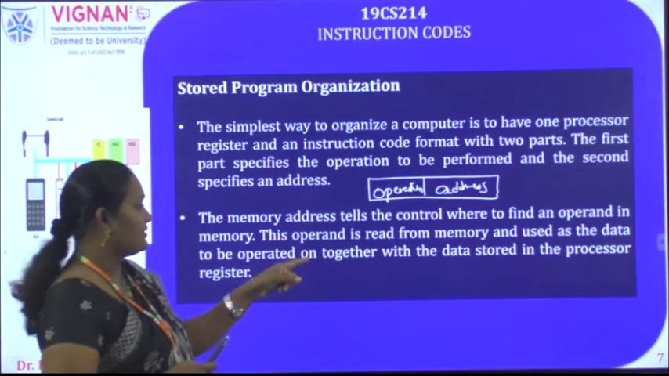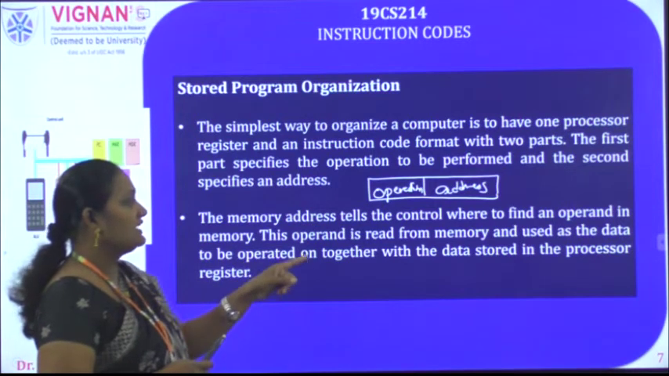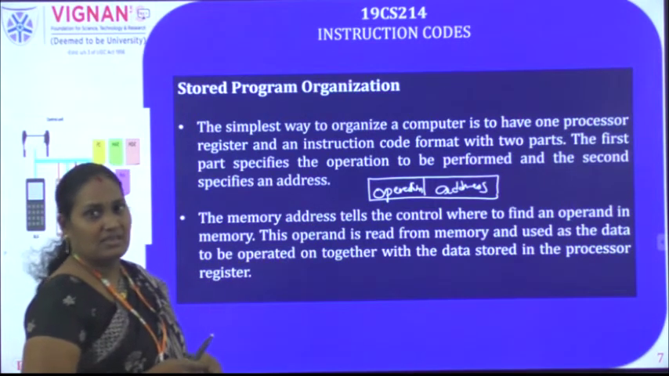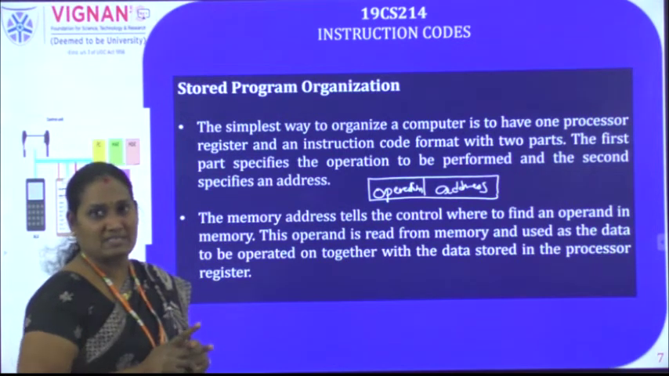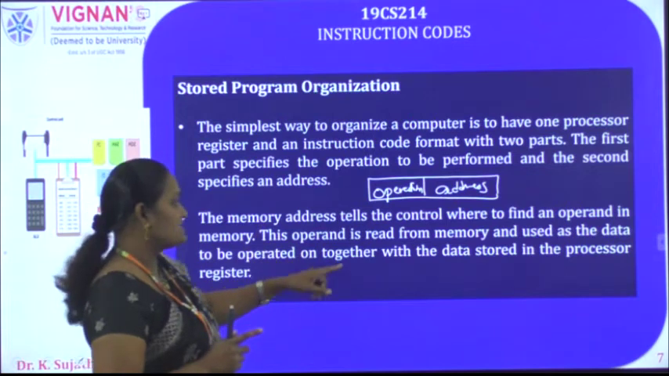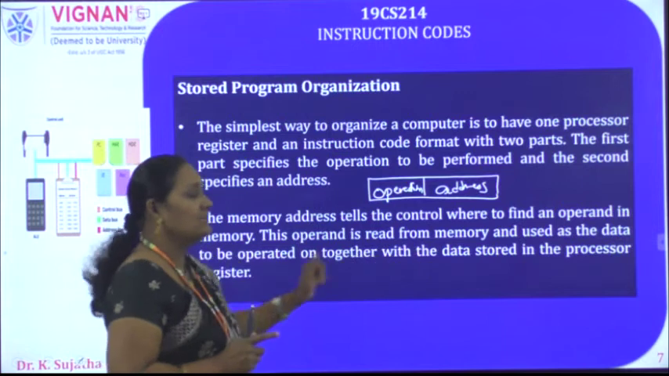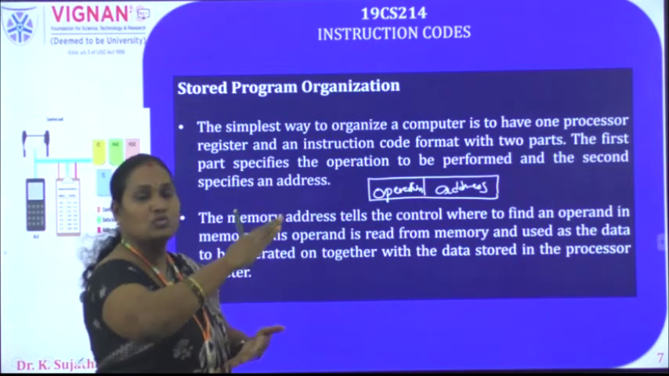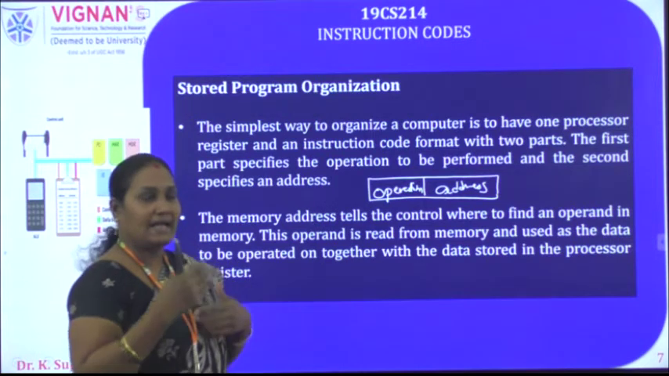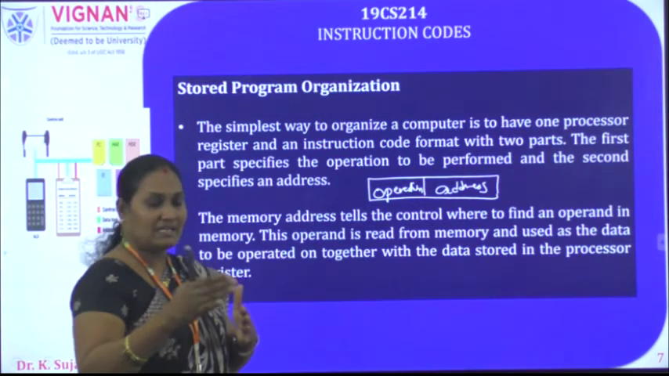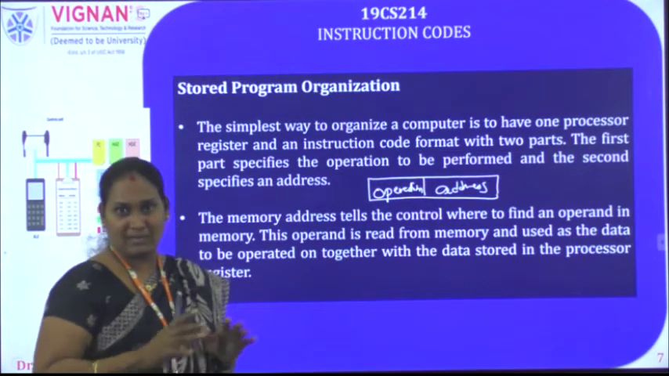This operand is read from memory and used as the data to be operated on, together with the data stored in the processor register. For example, for doing an addition operation, we need two operands. One operand can be obtained from the memory and the other operand from the processor register. The addition operation is performed on these two operands and it produces a result. The result may be placed in the processor register or it may be stored in a memory location.